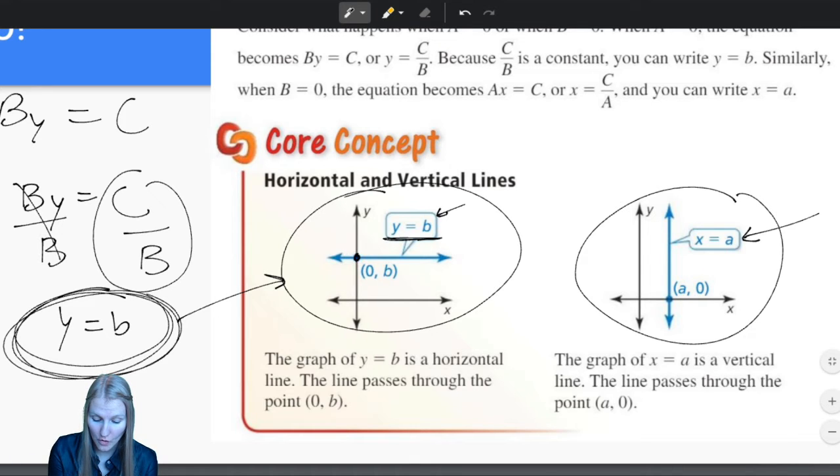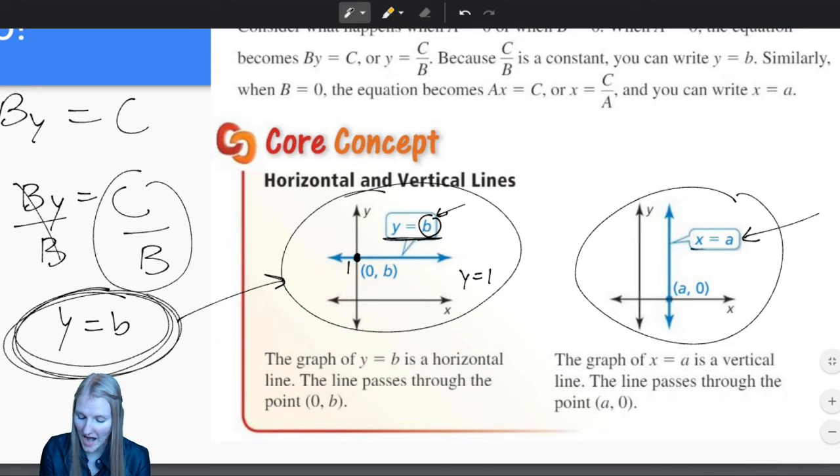We are going to cross the y-axis at that number. So if we have y equals 5, we're crossing the y-axis at 5. If we have y equals 1, we're crossing the y-axis at 1.